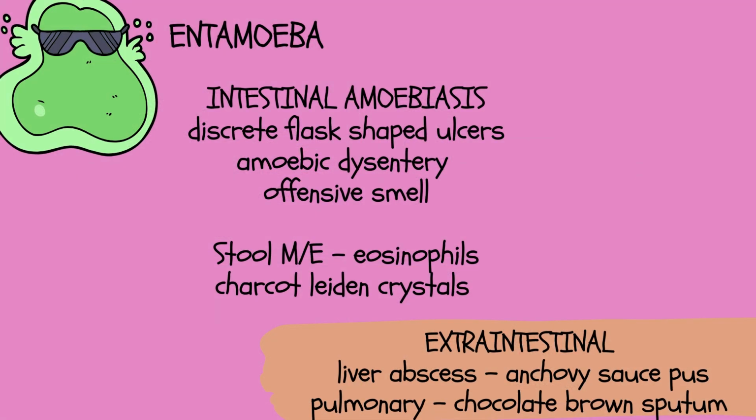Okay, coming to the amoebae or Entamoeba, they can cause intestinal amoebiasis and extraintestinal manifestations. Intestinal amoebiasis is where they cause discrete flask-shaped ulcers or bottleneck ulcers, and they present mainly with dysentery, and the stool has an offensive smell. The diagnosis can be made by stool microscopy, where we see eosinophils and Charcot-Leyden crystals. The extraintestinal manifestations can be liver abscesses, and this liver abscess is important. Amoebic liver abscess is important, and pulmonary manifestations where they can present with chocolate brown sputum.